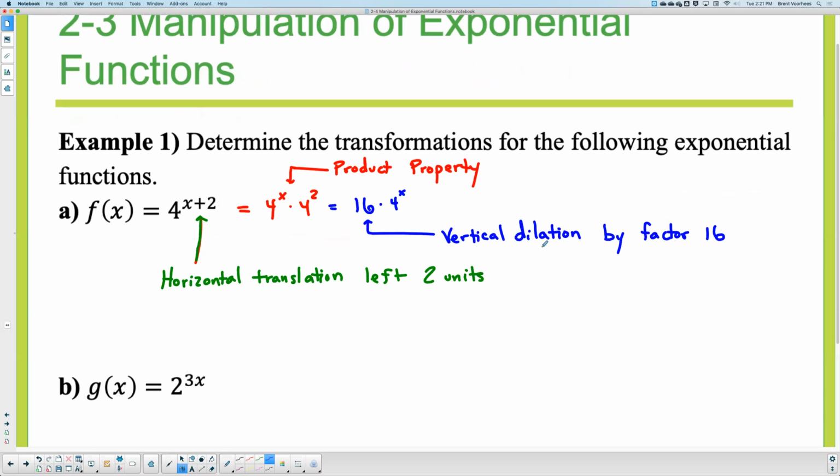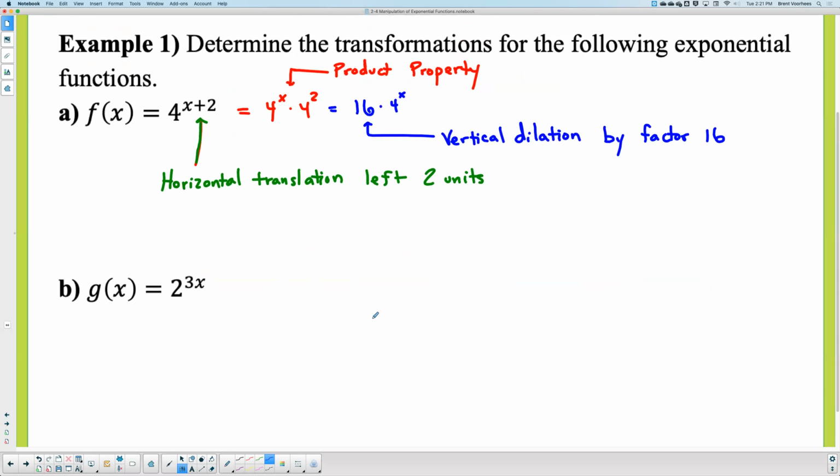So let me ask you this. Does a horizontal translation become a vertical translation? No. Very good. I'm going to say it again. Did a horizontal translation become a vertical translation? We didn't change which way we were shifting. But what we are saying is a horizontal translation becomes a vertical dilation. Yep. Vertical dilation. Okay, let's do this again.